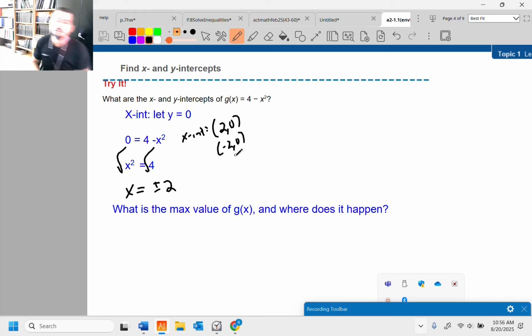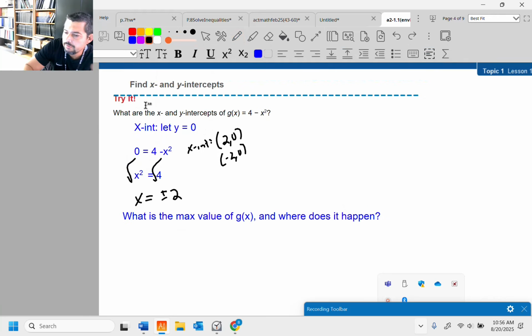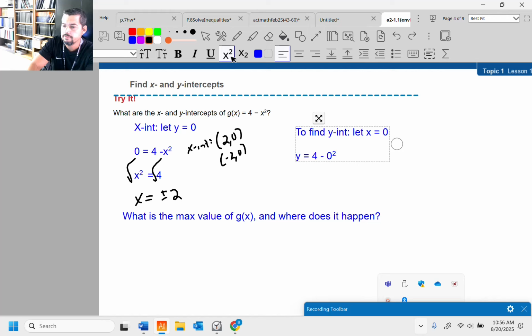All right. Now, finding a y-intercept is going to be way easier on this one because of what you're replacing with a 0. To find a y-intercept, we just let x equal 0. So g of x, which is fancy for y, is going to be 4 minus a 0 squared. And 0 squared is still 0, so it's just y equals 4. So, again, your ordered pair here, we let x be 0, and we found that y is 4.